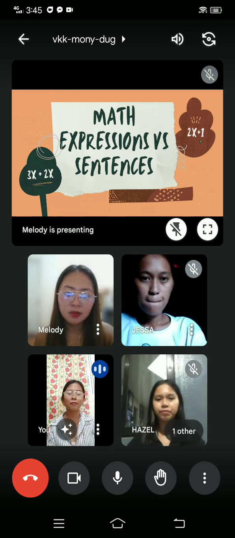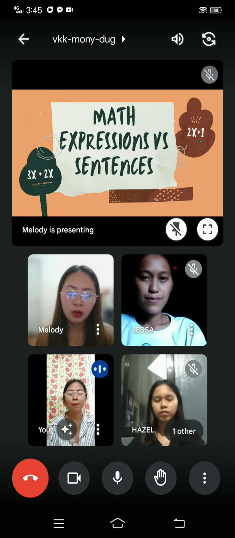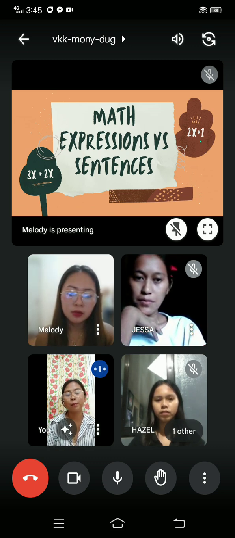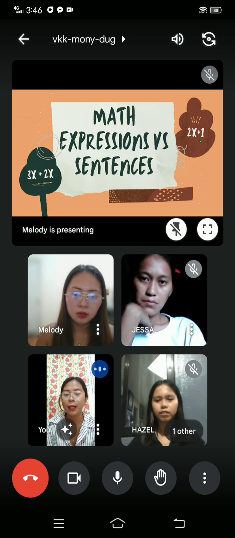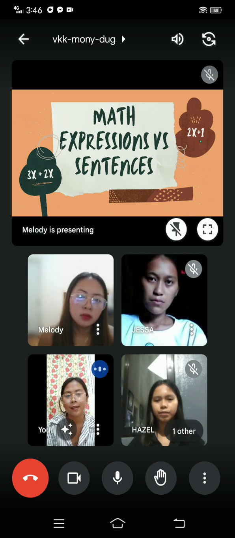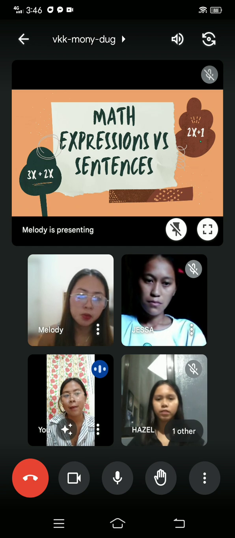Math expressions versus sentences. The mathematical analog of a noun will be called an expression. Thus, an expression is a name given to a mathematical object of interest. Whereas in English, we need to talk about people, places, and things, we'll see that mathematics has much different objects of interest.